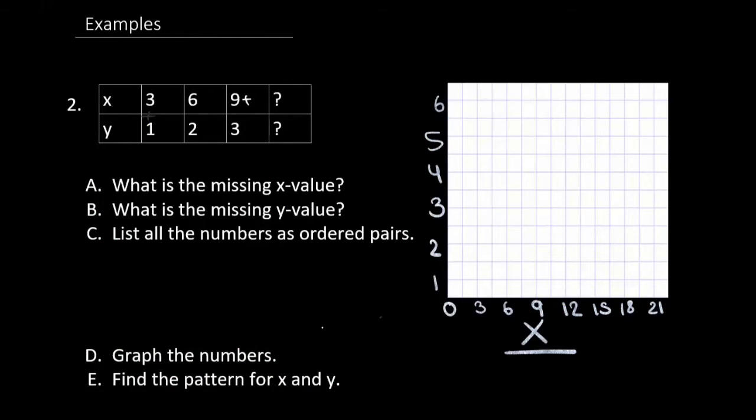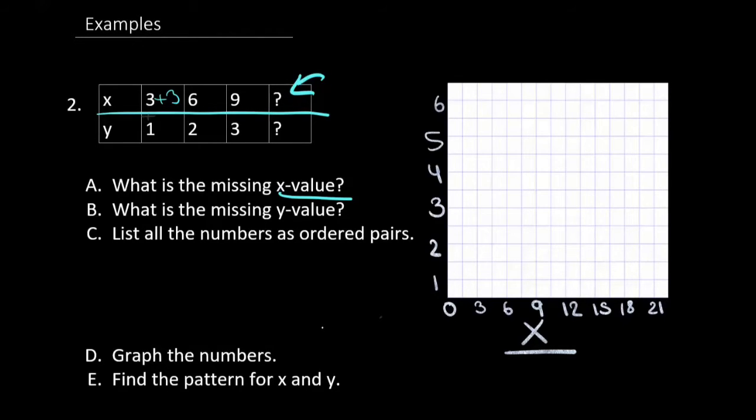For the next one, they basically gave us a table with 5 questions and we have to find the answers. Question 2A says, what is the missing x value? I see that there's a missing x value here and we have to find it. But before we find it, we have to find the rule for these numbers, or else we won't be able to find it. So I see that 3 plus 3 is 6.